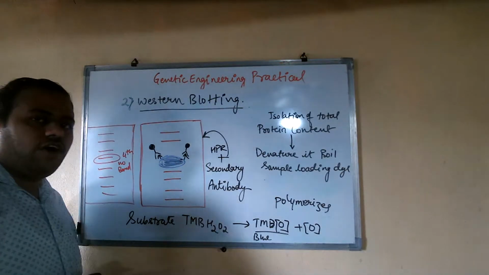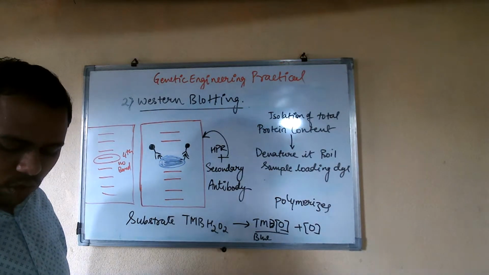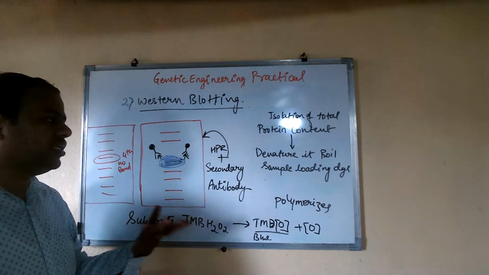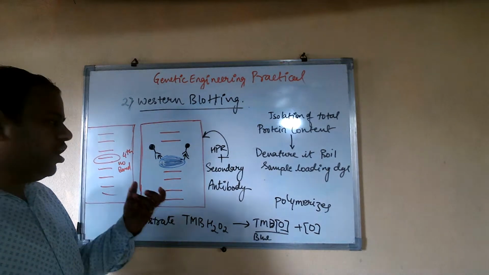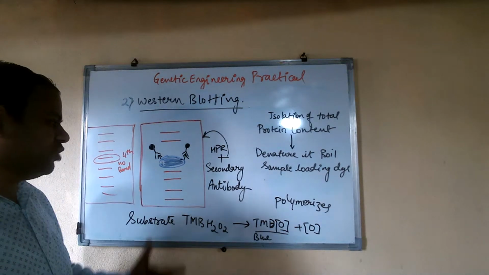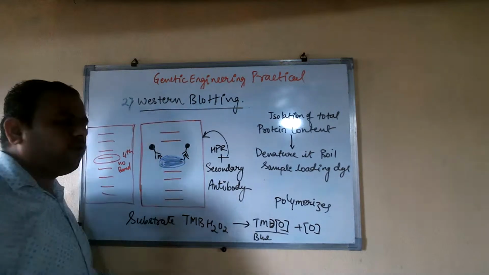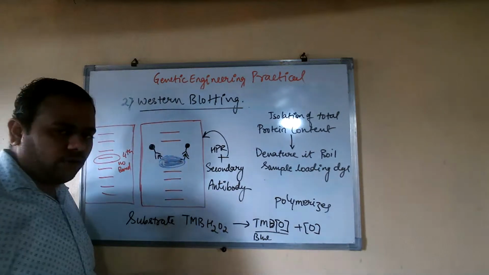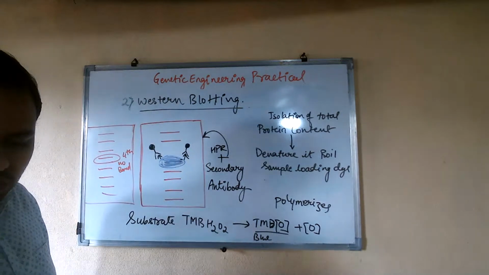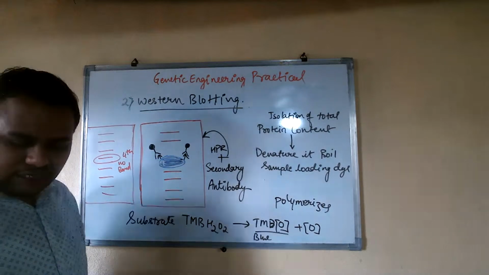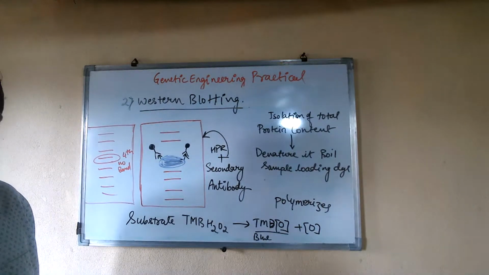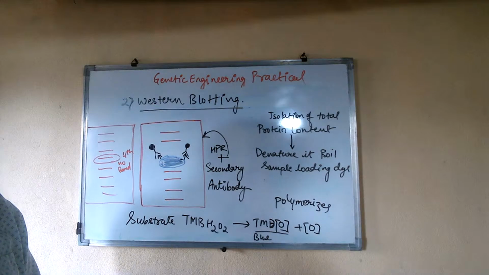So thereby you can confirm whether a particular gene that has been cloned in the organism has expressed in that organism or not. If that particular protein is expressing, then only it is going to form a band here, and then we can detect that. Okay, so this is how the whole process of Western blotting takes place.